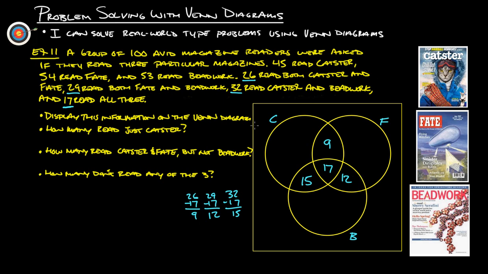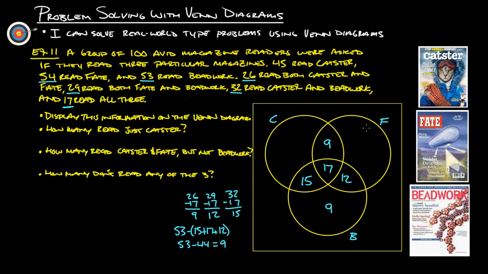Okay, 53 altogether read Beadwork. So what we want to do is take 53 and subtract all 3 of these other numbers here, 15, 17, and 12. So 15 and 17 is 32, 42, that's 44. So 53 minus 44 gives us 9 in here, because 9 plus 15 plus 17 plus 12 gives us our total of 53, right? 32, 42, 44 plus 9 is 53, okay?